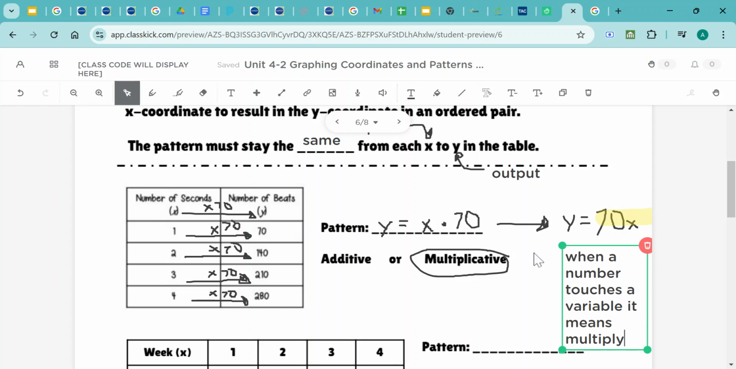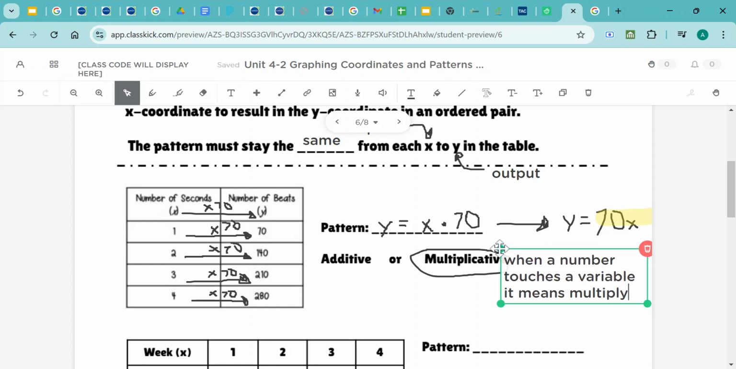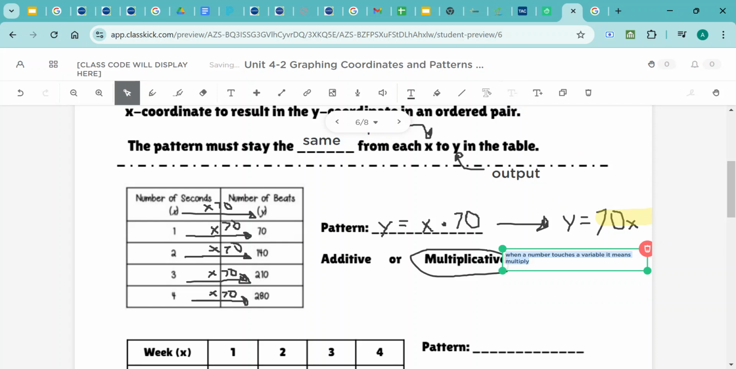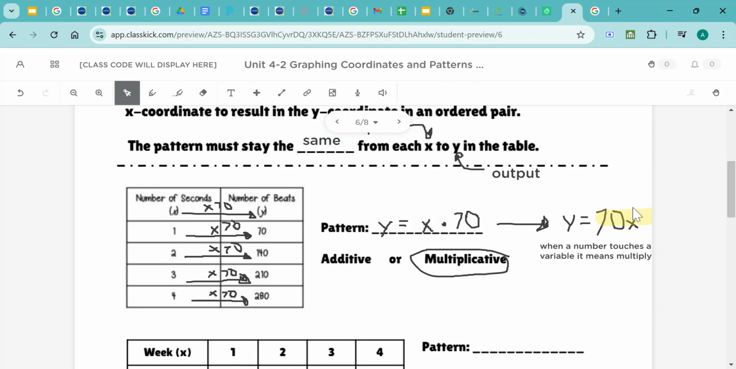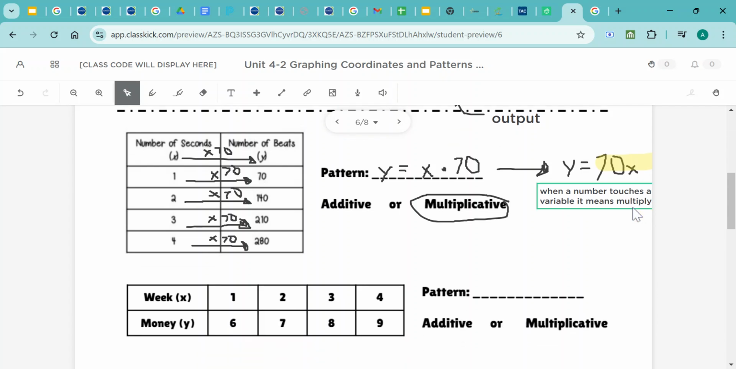So that's another way to see multiplication. I know we saw that a lot in PEMDAS, all these extra ways to see multiplication. This is another way you've got to recognize multiplication. When a number is touching a variable, it means that they're being multiplied. So really our pattern in this table is Y equals 70X, or Y equals 70 times X. Okay. All right, let's go ahead and do the next one.